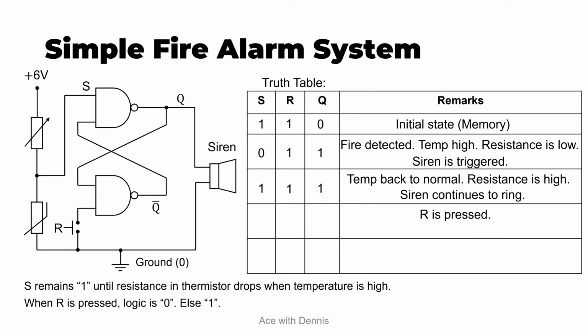It will continue to ring until R is pressed, where the S is 1, the R is 0, the Q will become 0, and the siren is turned off. When R is released, the S is 1, the R is 1, the Q will still remain as 0 as it is in memory state, and there is no sound. Here, this is how a simple fire alarm system works.